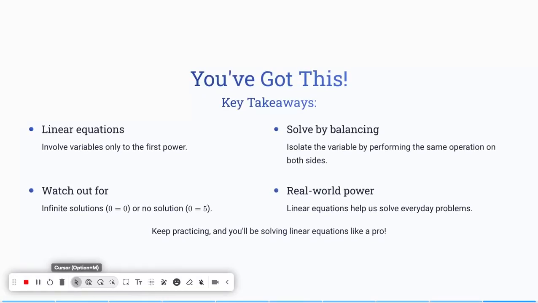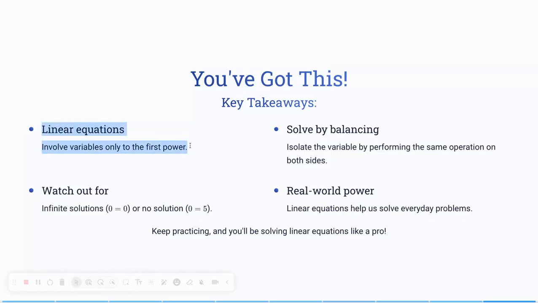Okay, so you've got this. That's all you need to know on how to solve linear equations. Here are some key takeaways. First, linear equations involve variables only to the first power. So when solving linear equations, you don't have to worry about the quadratic formula or anything like that. Then you just always solve by balancing. What we mean by this is isolating the variable by performing the same operation on both sides.